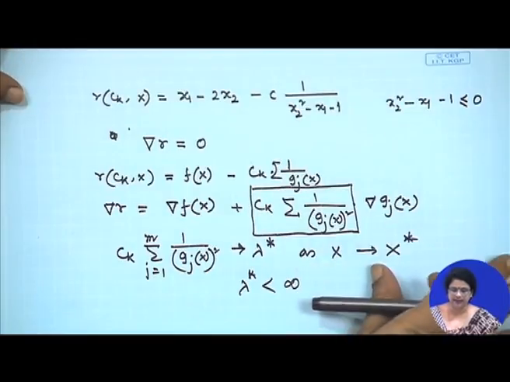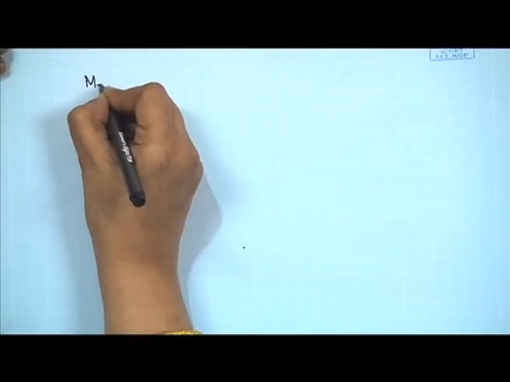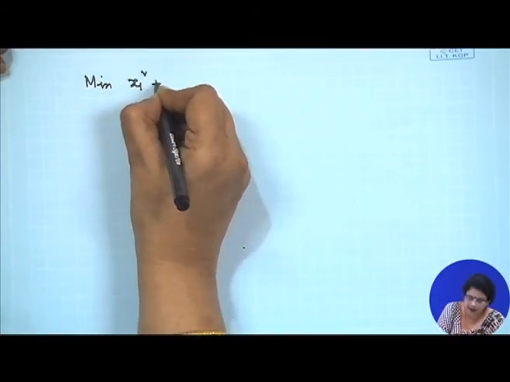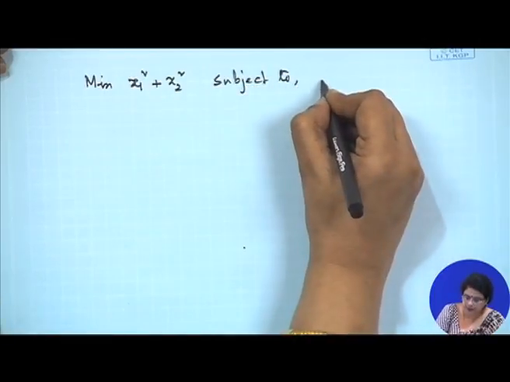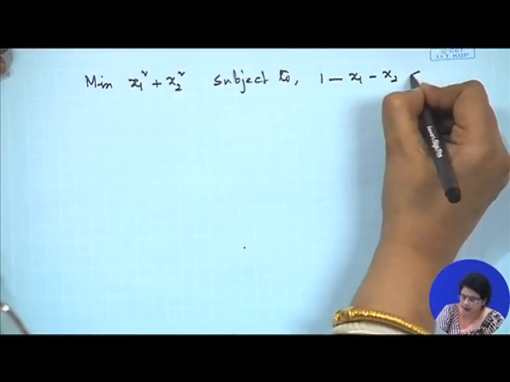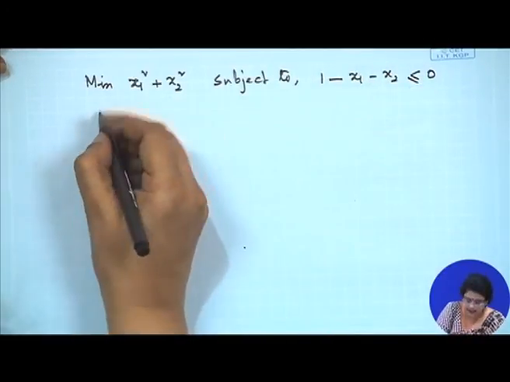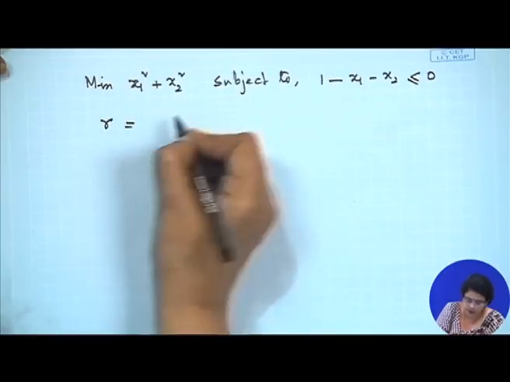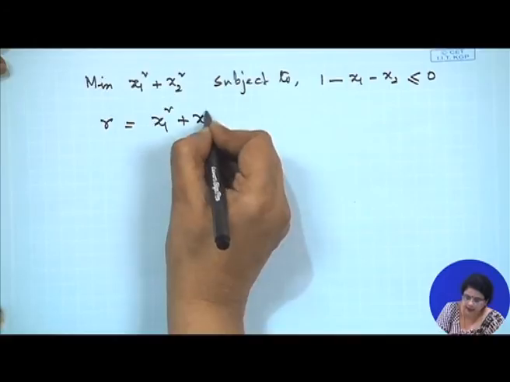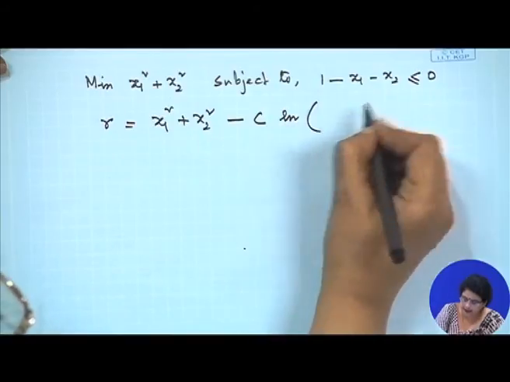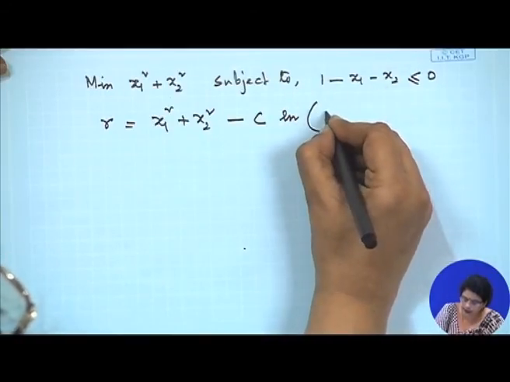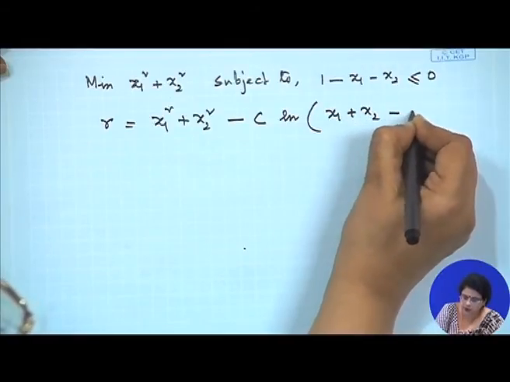Now let me take another example for solving with the interior penalty function method. Minimization of x1 square plus x2 square subject to 1 minus x1 minus x2 less than or equal to 0. Consider the barrier function R equal to x1 square plus x2 square minus C ln of minus of these, that is, x1 plus x2 minus 1.